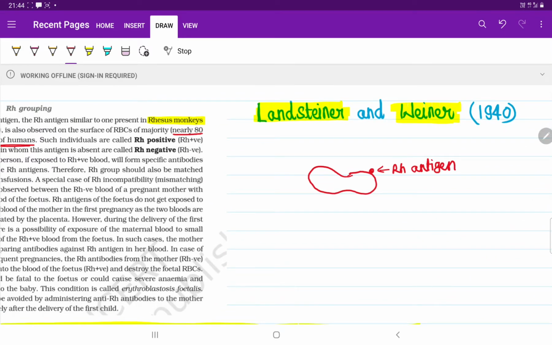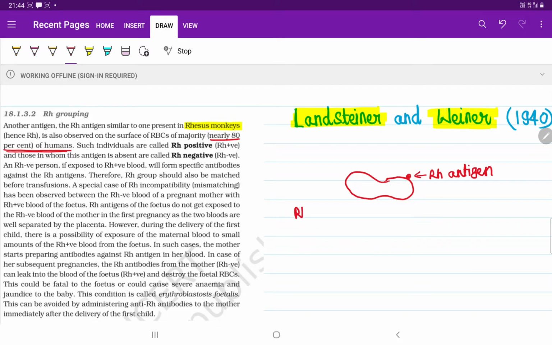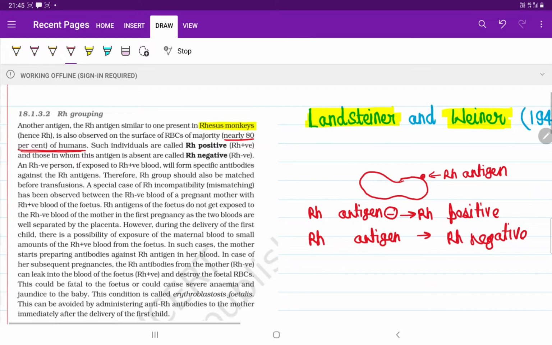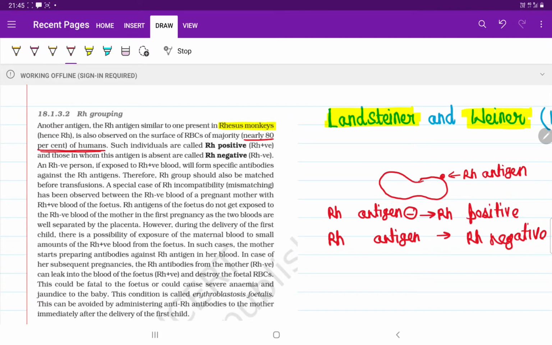So he told very simply, those who have RH antigen are RH positive. Those who do not have RH antigen are RH negative. Clear? RH positive is approximately 80% of the population of the world. RH negative is approximately 20% of the population of the world.